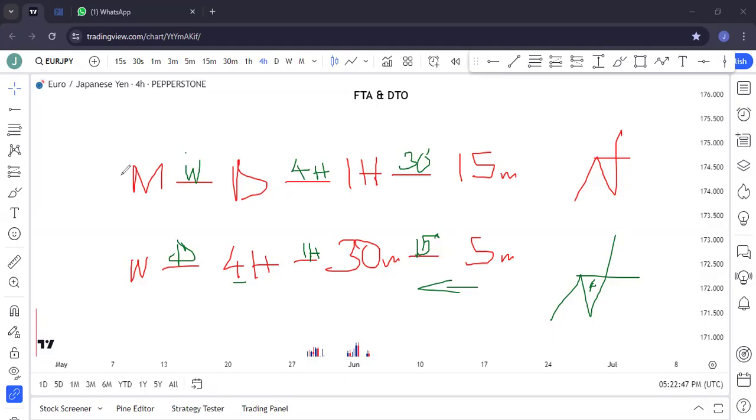Likewise, in the monthly series, when you find a daily structure, you are going to verify this daily structure in the weekly time frame. If you find a 1-hour structure, you are going to verify a 1-hour structure in the 4-hour time frame.